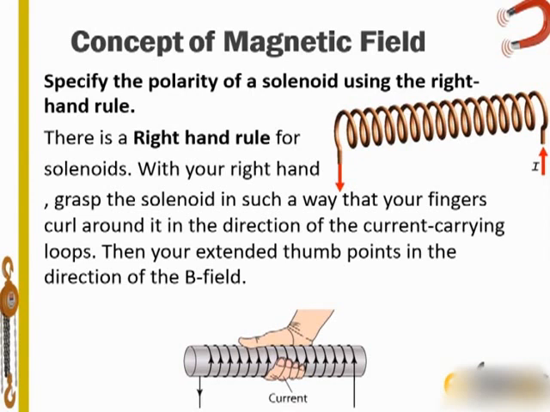There is a difference, however. In this particular case, when your right hand grasps the solenoid, as in the diagram below, your fingers curl around in the direction of the current carrying loop. So your fingers represent the direction that the current is flowing through the loops on that solenoid. And it is your extended thumb which represents the direction of the B field, or the magnetic field.